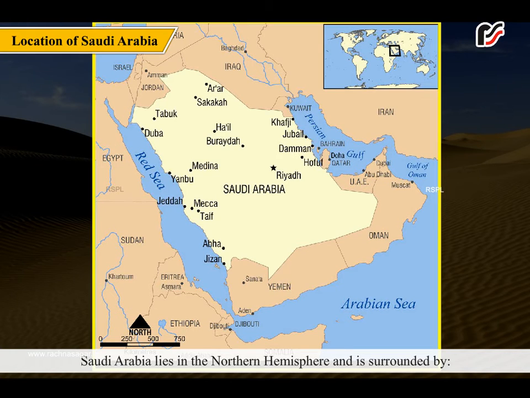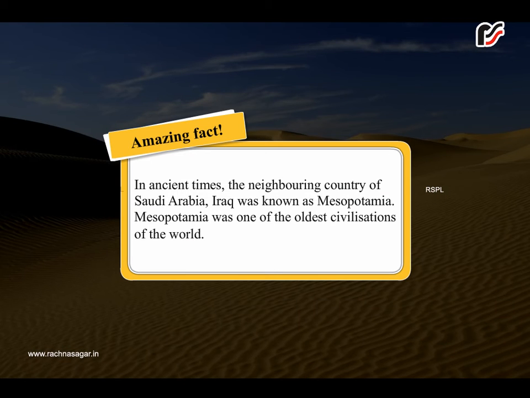Saudi Arabia lies in the northern hemisphere and is surrounded by Kuwait, Iraq, and Jordan in the north, Qatar, Bahrain, UAE, and the Persian Gulf in the east, the Arabian Sea, Oman, and Yemen in the south, and the Red Sea in the west. Amazing fact.